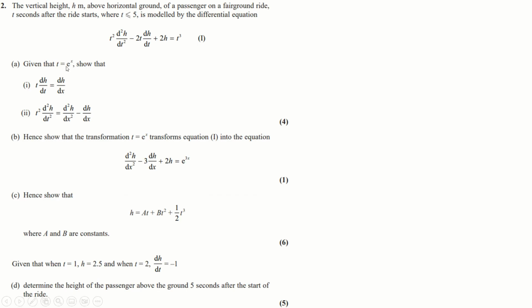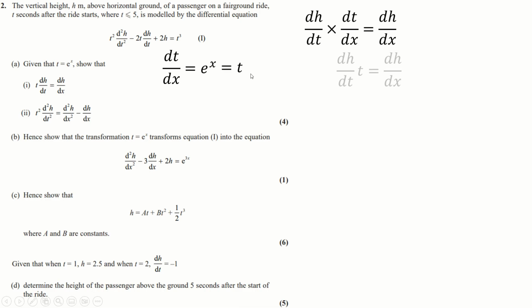Given t is e to the x, that means dt by dx is also e to the x, which is t. So that's kind of a useful thing to know. dh by dx could be written as dh by dt times dt by dx. By chain rule, you could cancel out these dt's, I guess, and you'd end up with this being true. But dt by dx is known. That's just t. So we end up with the first line they wanted us to get.